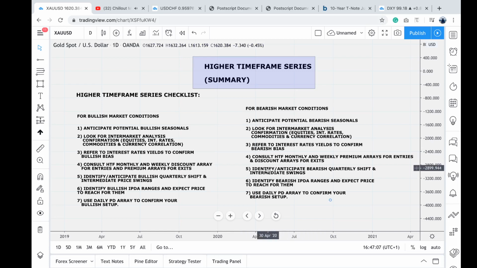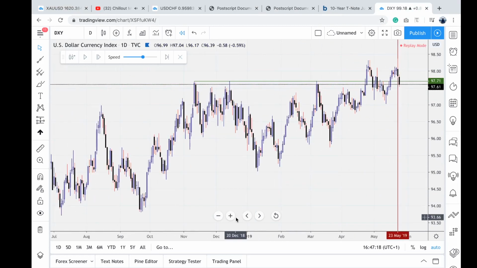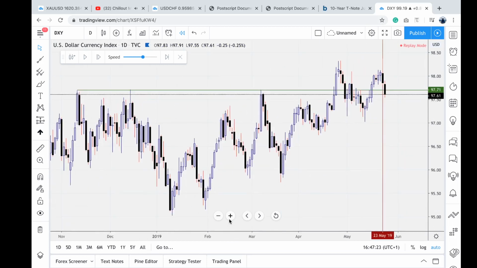Then number 5, you identify or anticipate bearish quarterly shift and intermediate price swings. So if we go back to DXY, remember if you can't spot one bearish quarterly shift, you've got to anticipate that. Currently we're not yet spotting a bearish quarterly shift, because this right here could be a long-term swing high in the process of being formed, or an intermediate-term swing high in the process of being formed. We're not sure yet until price gives us a break in market structure to confirm if this was a short-term swing high, a long-term swing high, or an intermediate-term swing high.